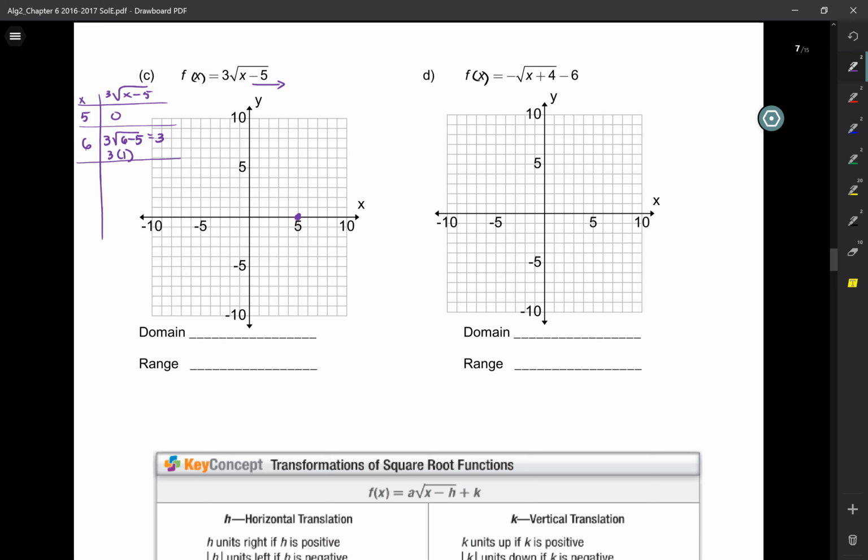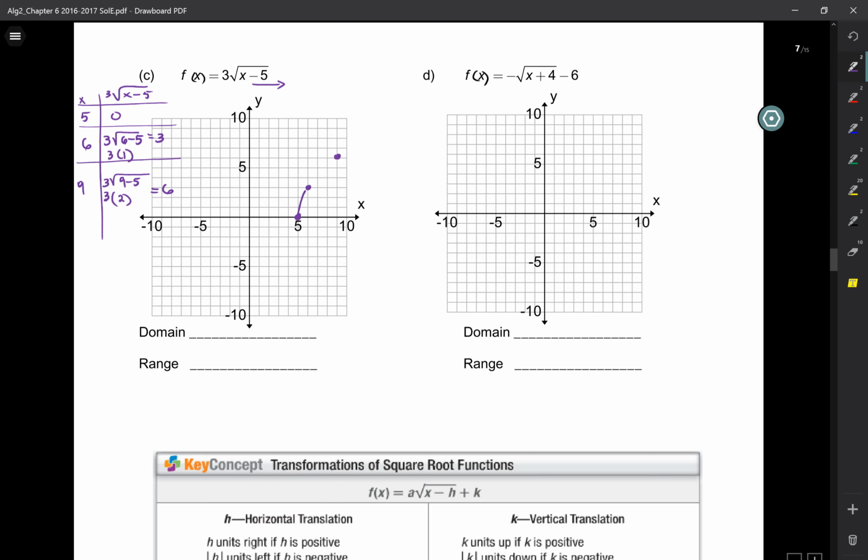What else can I put in that'll give me a good one here? 9. So let's put in a 9. That'll be 3 times the square root of 9 minus 5. So it's 3 times, what's the square root of 9 minus 5? 2. How much is that? 6. So when x is 6, we have 3.